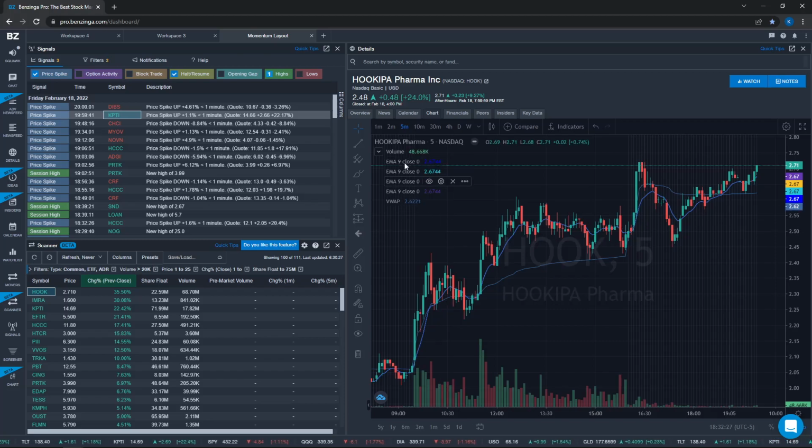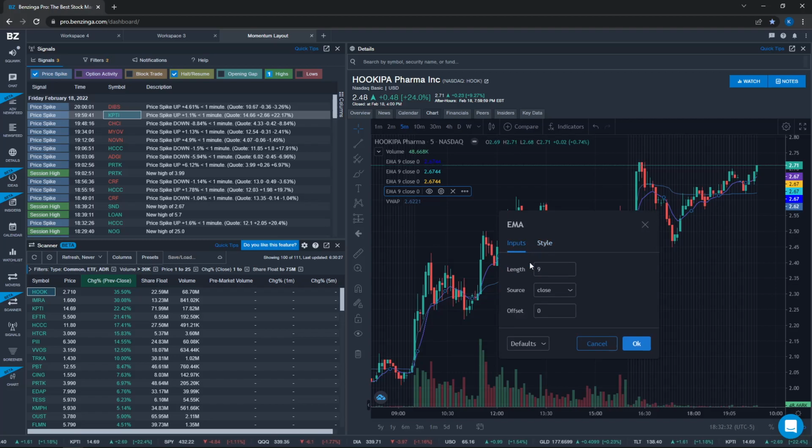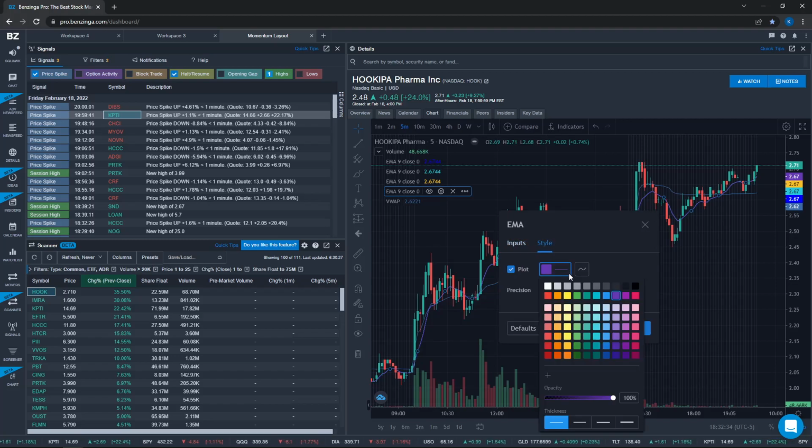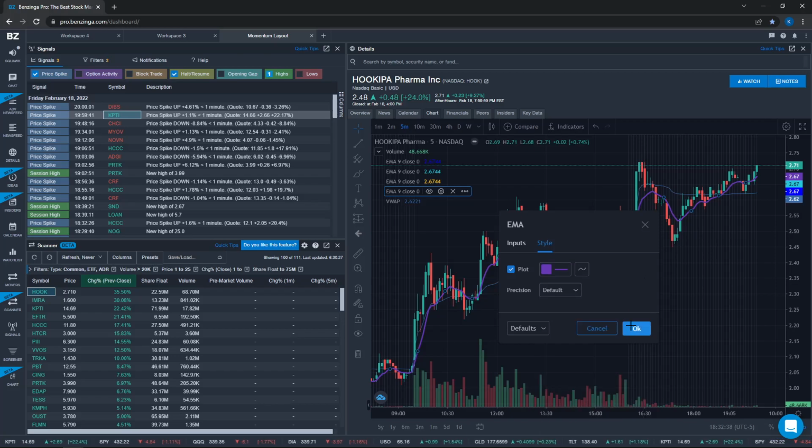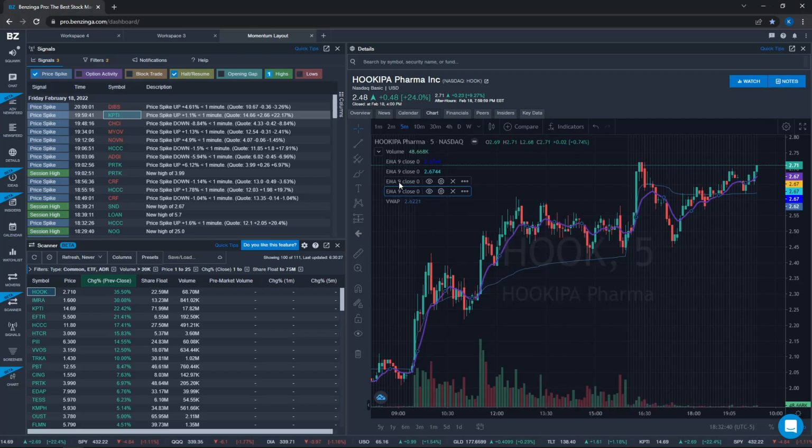So this purple one I'm going to leave as the 9 EMA, but I want to customize it. I'm going to make it a little bit bigger of a line so it's easier for my old eyes to see. So I'm going to go ahead and hit that and hit OK. So it thickened up the line. I'll show you how to do that.